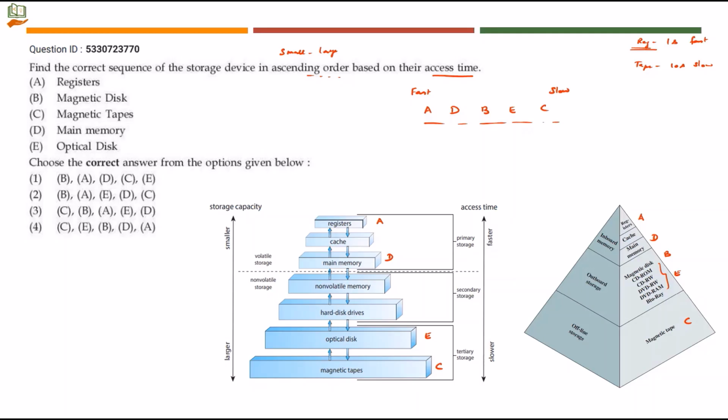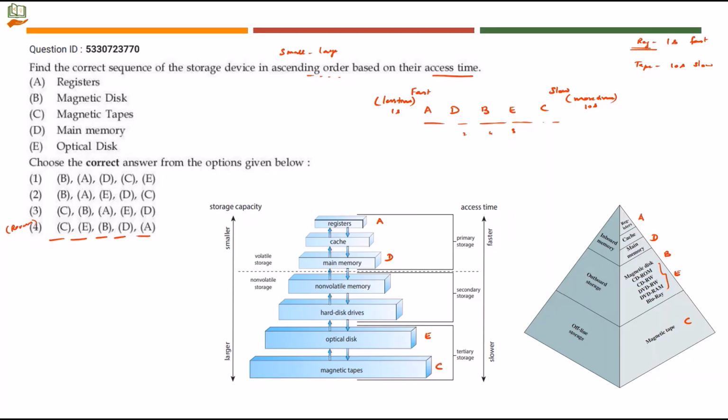Access time is fast means it is done in a quick time. It means it takes less time to access. Access time is slow means it takes more time to access. So if this is going to be 1 second, this is going to be 10 seconds. And in between you may have 2, 4, 8. Overall when you take the order, it is ADBEC. Look at the options. You don't have any of the options matching to this particular sequence. But you can find the reverse of the option here. ADBEC. Option 4 is in reverse.